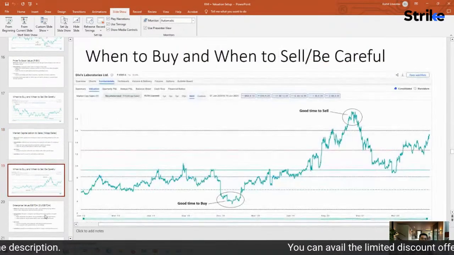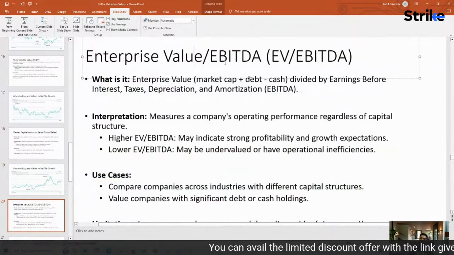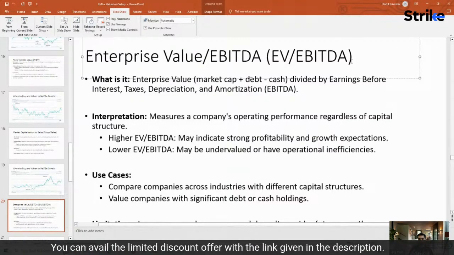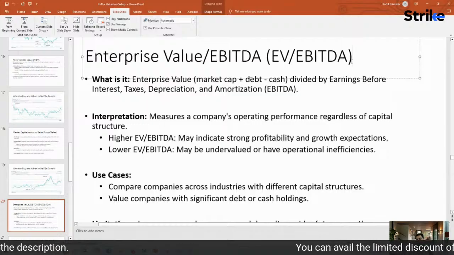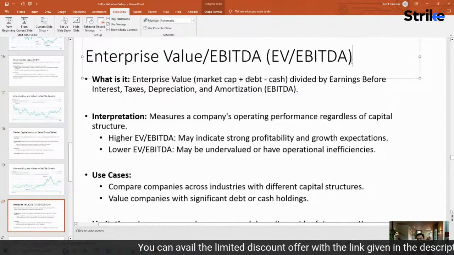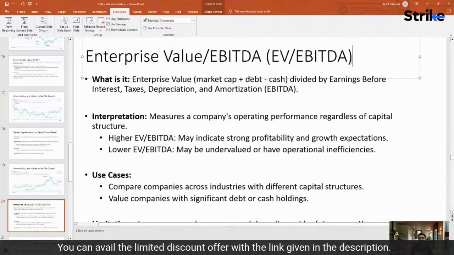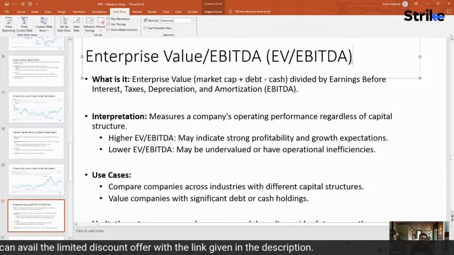And then you have EV to EBITDA. So as I said, there are some companies which have hard assets and which have to take a lot of debt to make the factories. So for them the profitability will be a question mark, because it will have a lot of depreciation and all. So in that case it makes sense to see EV to EBITDA and value it based on EV to EBITDA.